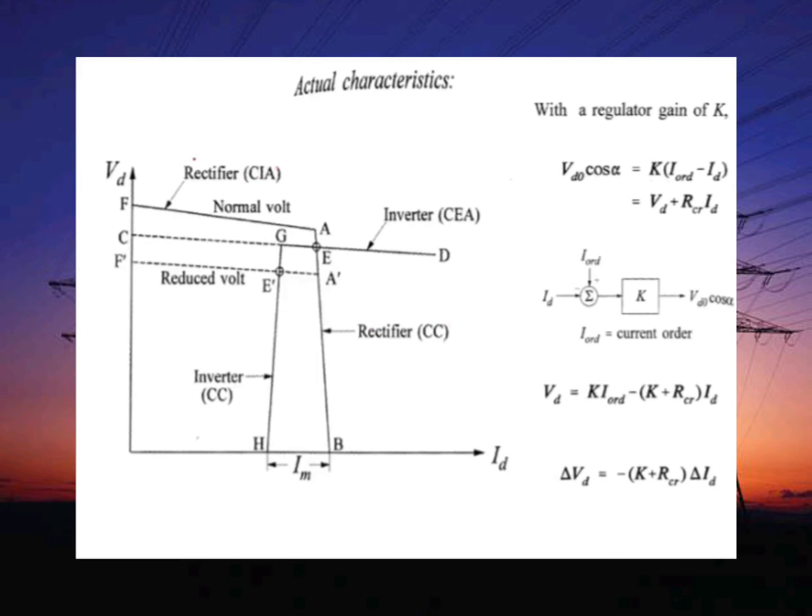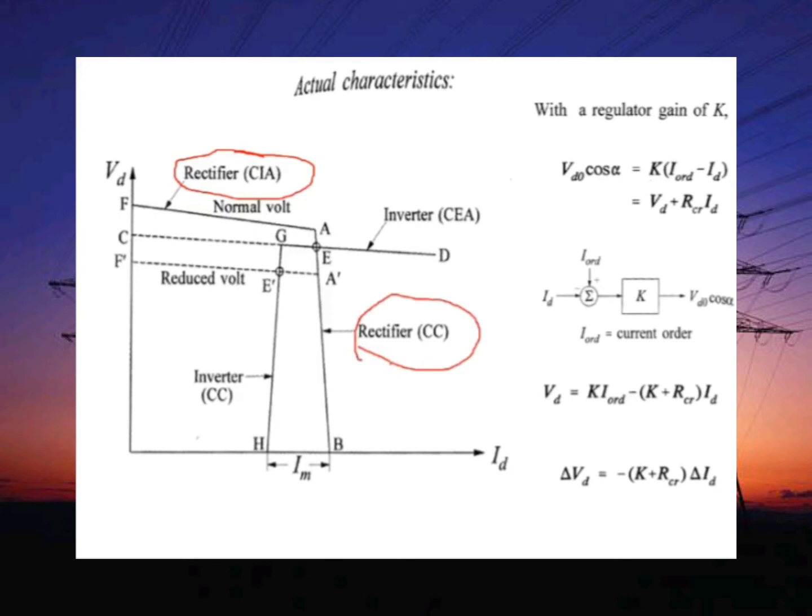Therefore, the rectifier characteristic has two segments. One is AB, this one, and another one is AF. The segment AF corresponds to the minimum ignition angle and represents the CIA mode of the rectifier, and the segment AB is the normal constant current mode of the rectifier.